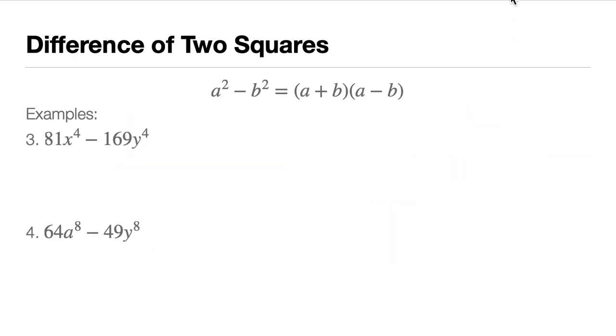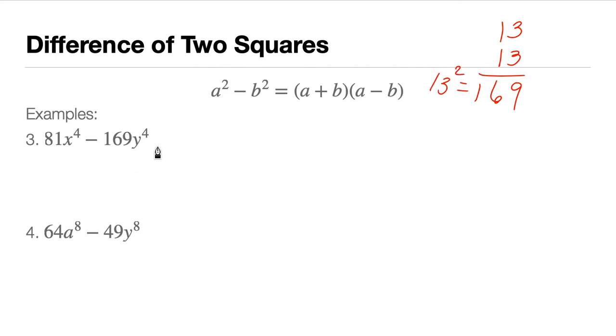Next, let's have more examples. 81x to the fourth. Yes, it's a perfect square. The square root of 81 is 9, and the square root of x to the fourth is x squared. And 169 is actually 13 squared. If you want to check, 13 times 13 is 169. So 169 is equal to 13 squared.